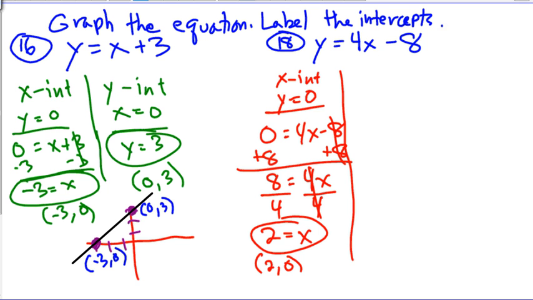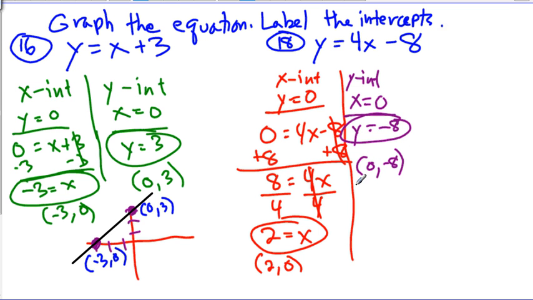Okay, let's find the next one. We want to find the y-intercept. Again, same pattern over and over again. Let x equal 0, let y equal 0. Or let y equal 0, then let x equal 0. But same process. Y equals 4 times 0 is 0, so y equals -8. We're done. This point is 0, -8. So there's our two intercepts.